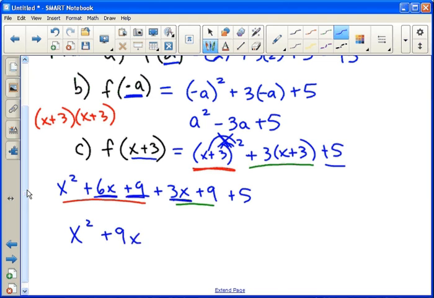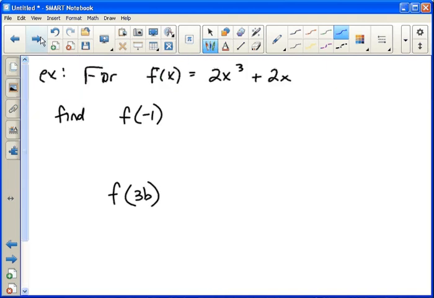Alright, I know this is running a little long. I'm just going to do one more quick example. If we have the function 2x cubed plus 2x, and they tell us to find f of negative 1, just remember, whatever's in parentheses, plug it in for x. So we take this, we plug negative 1 in for x. Okay, negative 1 cubed is negative 1, and then 2 times negative 1 is negative 2. So 2 times negative 1 is negative 2, plus negative 2 is negative 4.